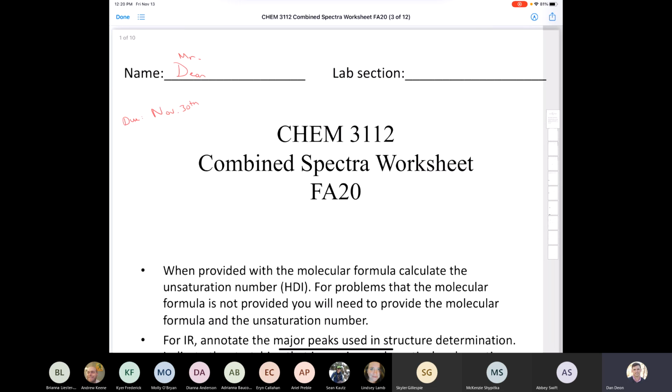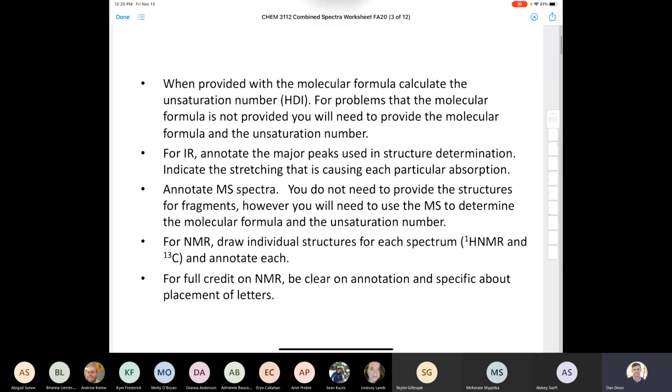And let's just take a quick look at this spectroscopy worksheet. The instructions are here. If you're provided a molecular formula, calculate the unsaturation number. That's the hydrogen deficiency index. For problems where the molecular formula is not provided, you're going to have to provide that, and of course, then you would still provide the HDI. For IR, you're going to want to annotate the major peaks. So if there's, for example, a carbonyl stretch or a carbon-oxygen stretch or an oxygen-hydrogen stretch from a carboxylic acid, whatever, you want to indicate that.